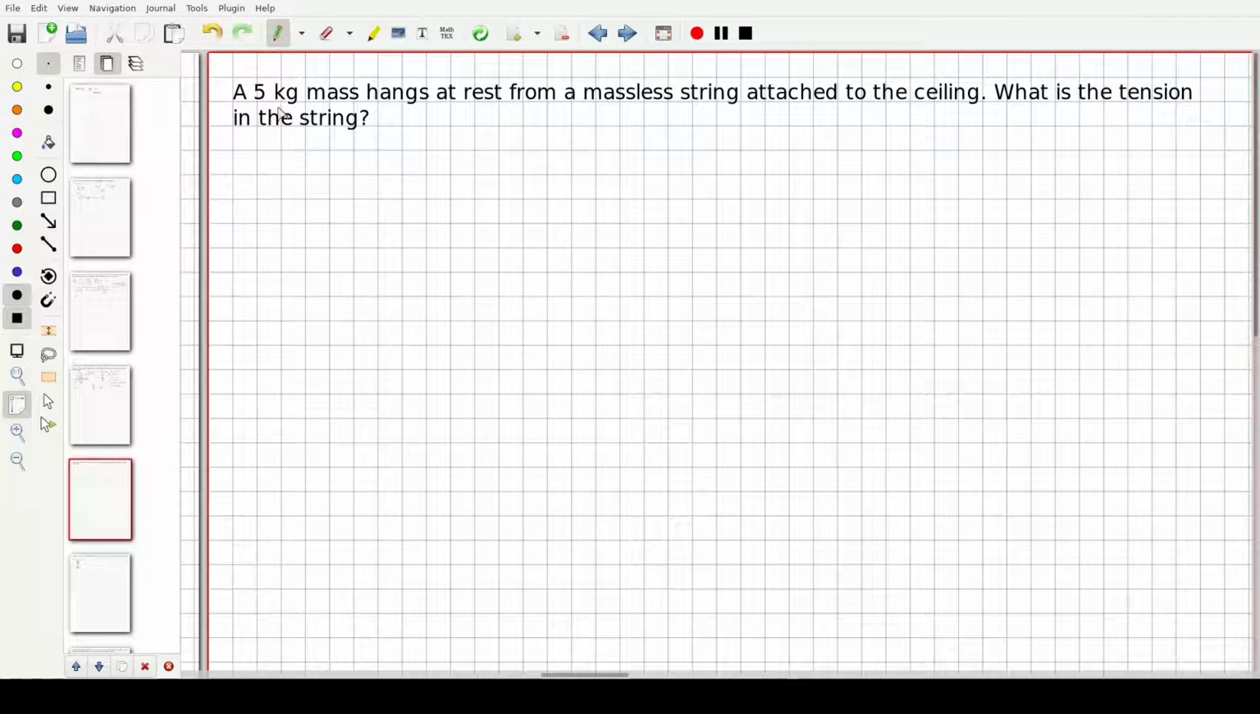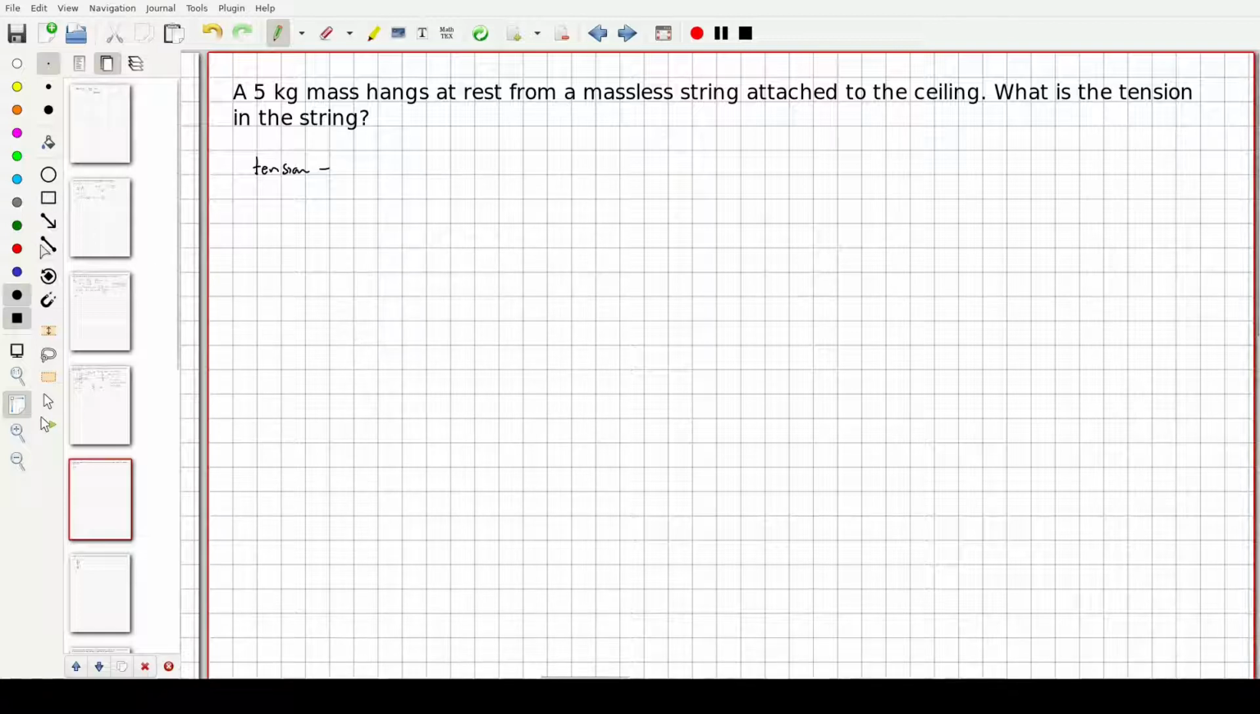A 5 kilogram mass hangs at rest from a massless string attached to the ceiling. What is the tension in the string? Now, this introduces the common force of tension. Tension, strings, ropes, pulleys, these sorts of things are incredibly important, and they form the foundation for most basic simple machines. Now, one of the properties of tension is that in a rope or a cable or a string, the tension is the same at all points. And I'll show you why that's the case here in a moment.